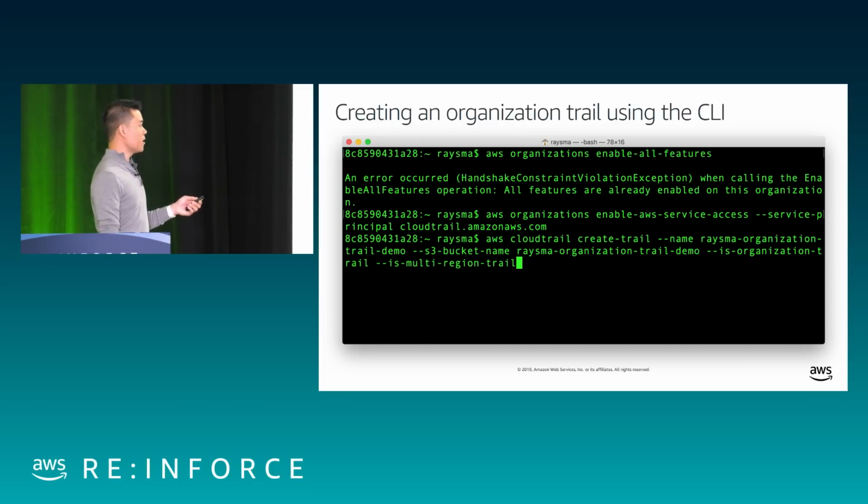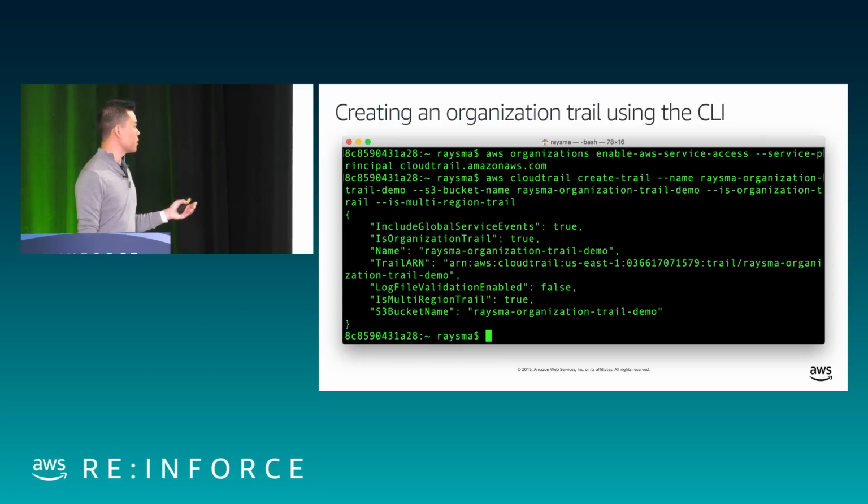I go ahead and run the CLI command, and it comes back with some information. You can see here, the name that I described has been returned to me. I'm given the name of the trail ARN, and it's a multi-region trail, and there's the name of the S3 bucket that it's currently being written to.